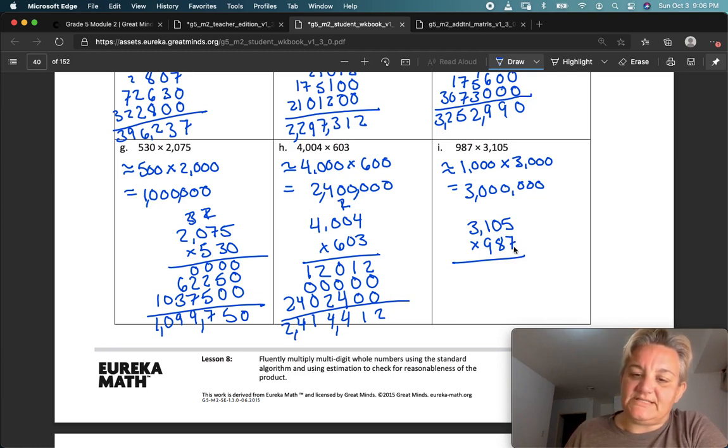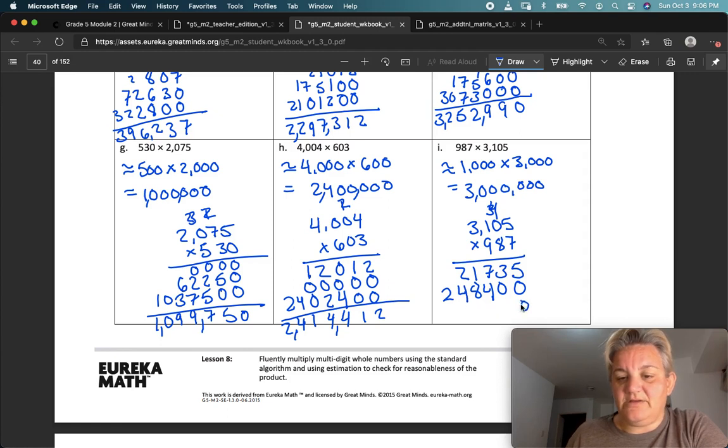But multiplication and addition, you can. So, ones first. 7 times 5 is 35, carry the 3. 7 times 0 is 0, plus 3 is 3. 7 times 1 is 7. 7 times 3 is 21. Now the tens place, add a 0. 8 times 5 is 40, carry the 4. 8 times 0 is 0, plus 4 is 4. 8 times 1 is 8, and 8 times 3 is 24.